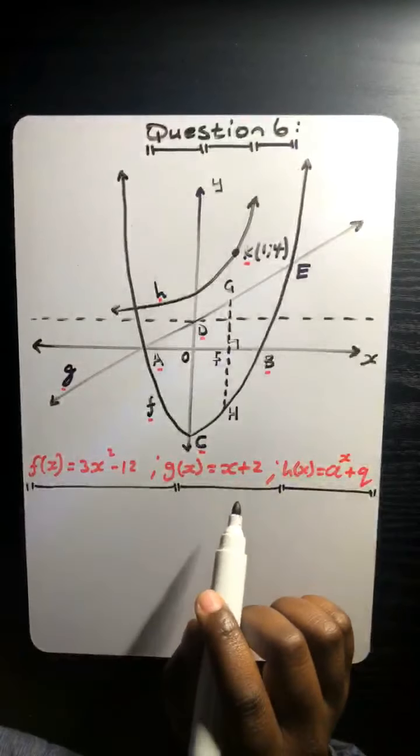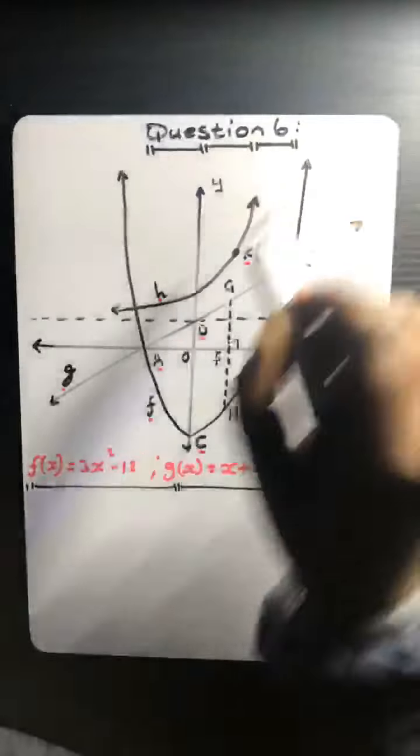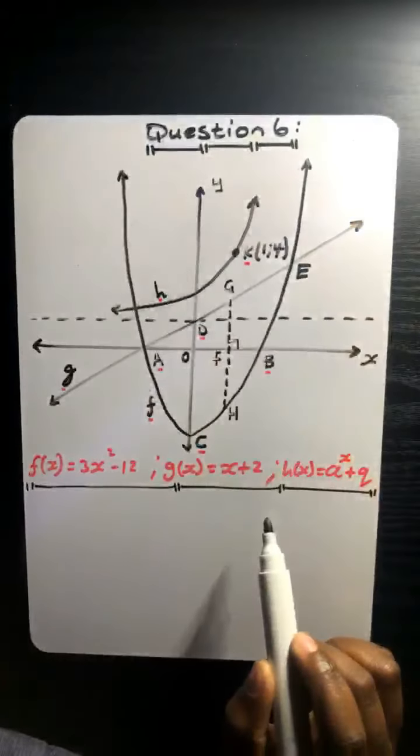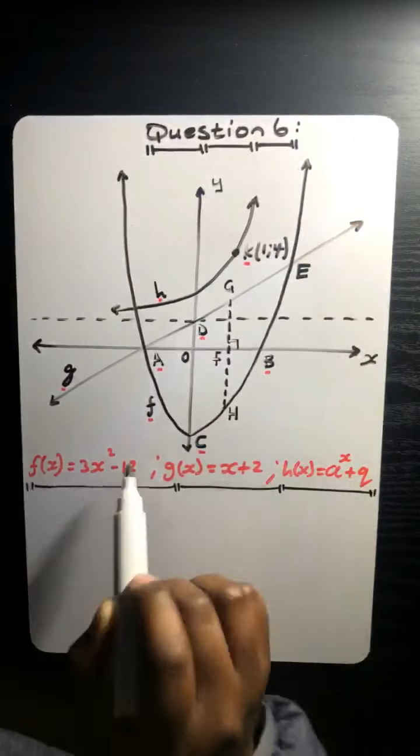How many functions am I seeing there? I see a straight line, I see a parabola, and I see an exponential there. Let me just follow that order. I'll try to interpret that one as f of x.